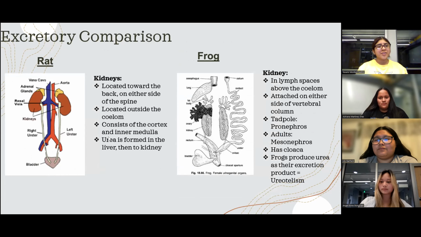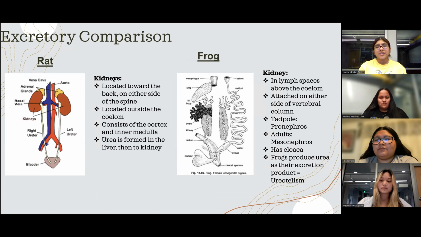So for the excretory comparison, for the rats, their kidneys are their primary organs, and they're located toward the back on either side of the spine. They're also located outside the coelom, and it consists of the cortex and inner medulla. The urea is formed in the liver, then goes to the kidney.